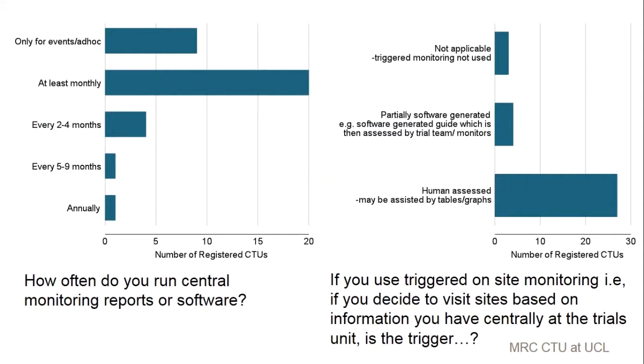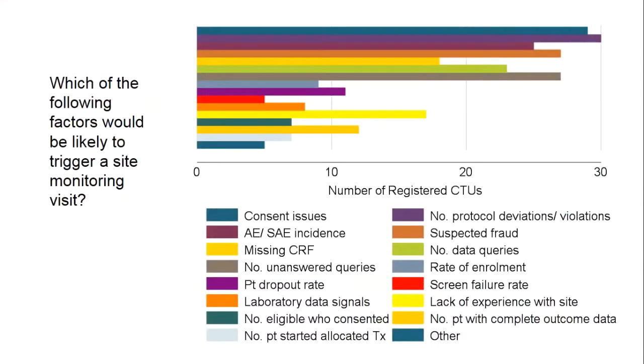Now, at this point, we had 2 more sites that stopped answering the questionnaire, so 34 clinical trials units are still responding. We then had a series of questions that were really delving into the types of triggers that units use. Here we have the question, which of the following factors would be likely to trigger a site monitoring visit? And here you can see that consent, protocol deviations, adverse events or serious adverse events, suspected fraud and unanswered queries would be likely to trigger a site monitoring visit.